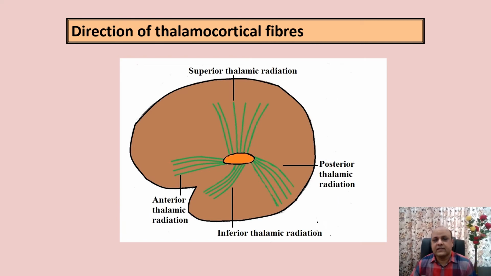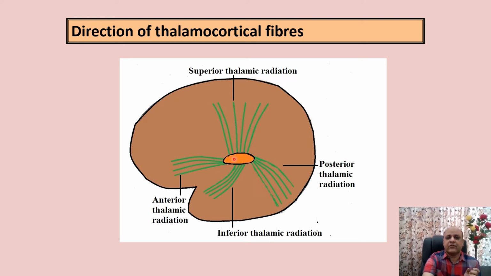Now, the sensory fibers are mainly the thalamocortical fibers. So they are passing from the thalamus and going to different areas of the cortex. So we divide them into 4 distinct groups. As you can see here in this diagram, the fibers passing from the thalamus to the parietal lobe and the frontal lobe, they are referred to as the superior thalamic radiation. So this is superior thalamic radiation.